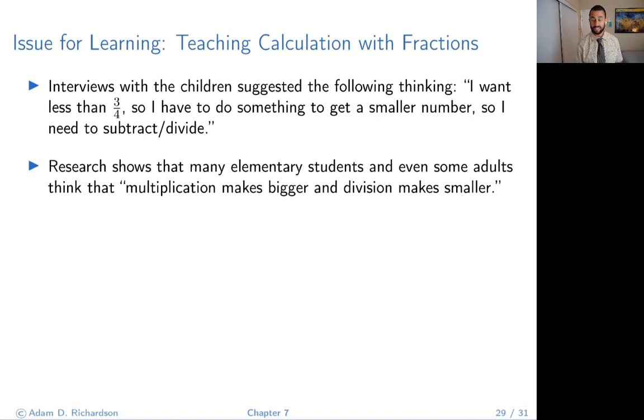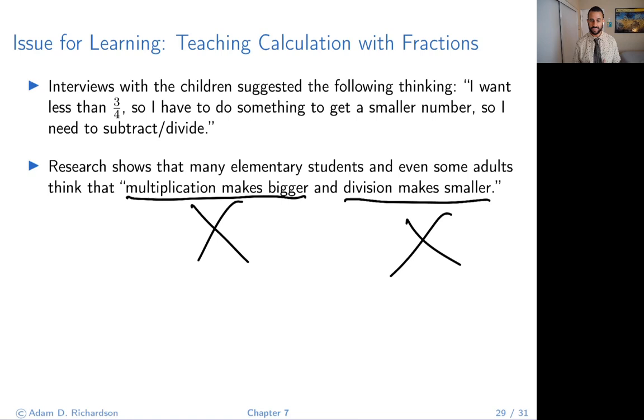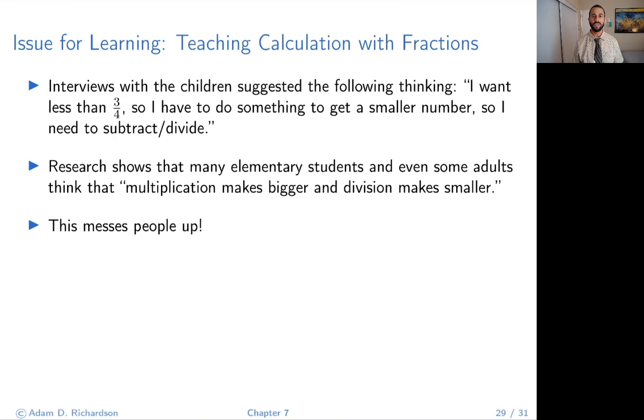Research shows that many elementary students, and even some adults actually, believe that multiplication makes bigger and division makes smaller. Absolutely false. That's never guaranteed to be the case. It depends. Multiplication is not always going to give you something bigger, and division is not always going to give you something smaller. But students and adults associate those operations with increases or decreases, but that's not really what's happening. This really, really messes people up.